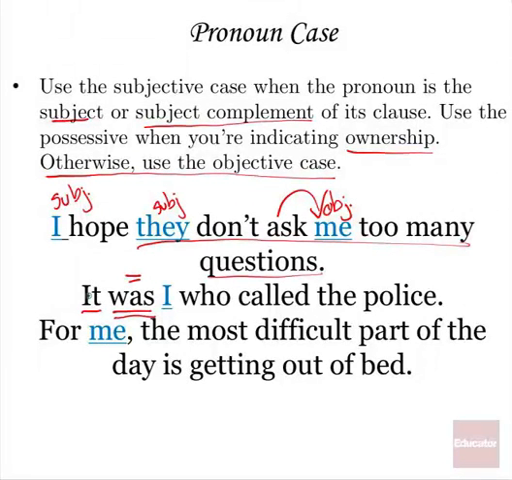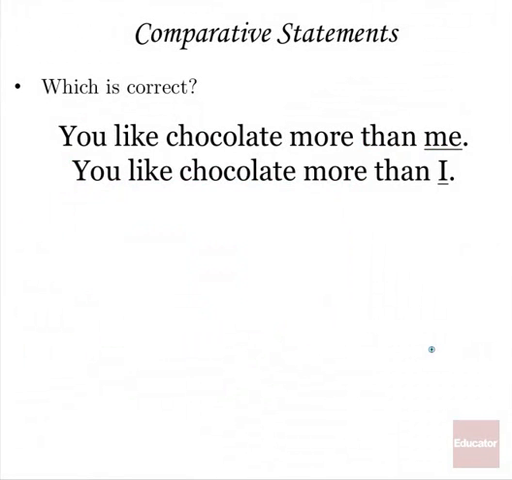However, for me, the most difficult part of the day is getting out of bed. Me, in this case, is the object of the preposition for. So, me is not the subject of the sentence, it's the object of a preposition, so you use the objective case. All right, now that we've gone over all of that, test your skills.